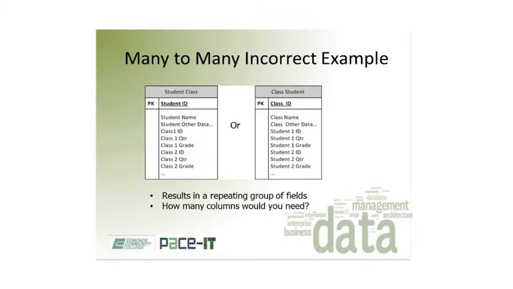Ad nauseum. Or you could flip it around, which might even be worse: if you try to force the student data into the class, you have the class ID and name and other data. And then student 1 ID, student 1 quarter, student 1 grade, student 2 ID, student 2 quarter, student 2 grade, up to student N ID, quarter and grade, a repeating group of fields. So you can imagine if you have a class that's had 1,000 students take it, you'd have 3,000 columns. That just doesn't work. That should be pretty obvious.